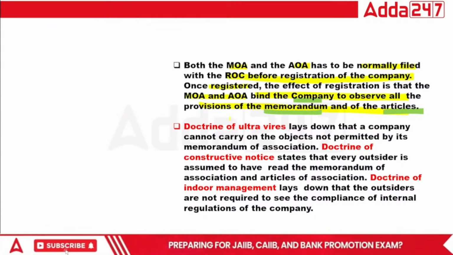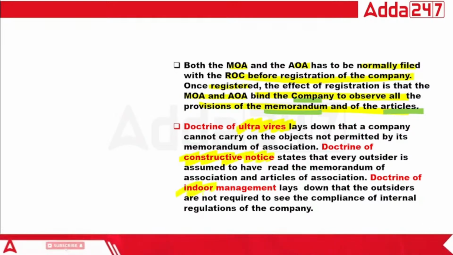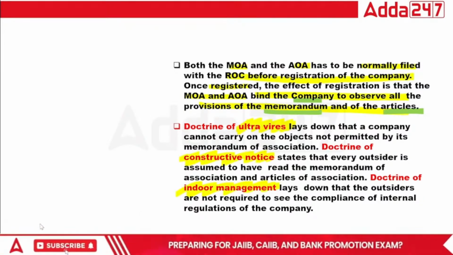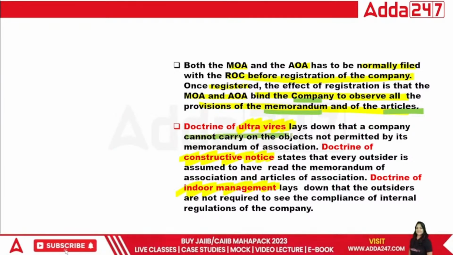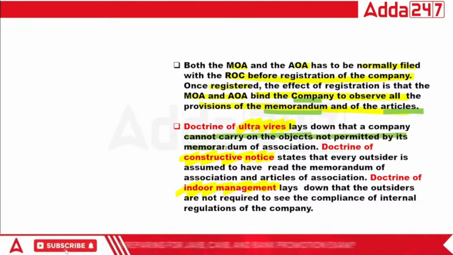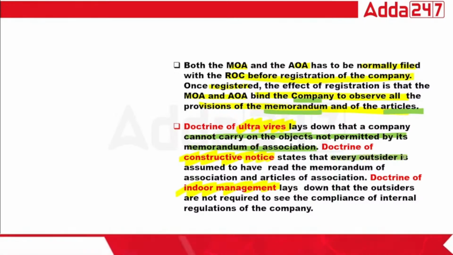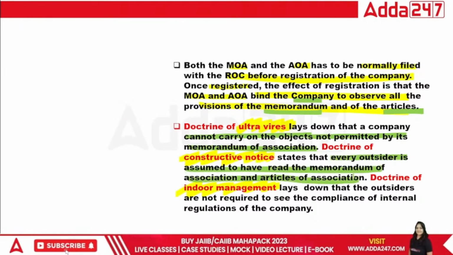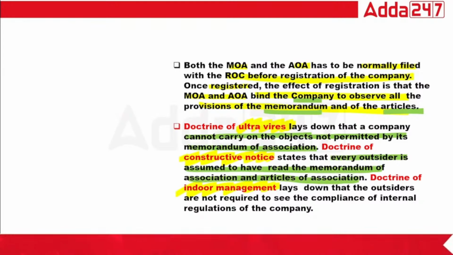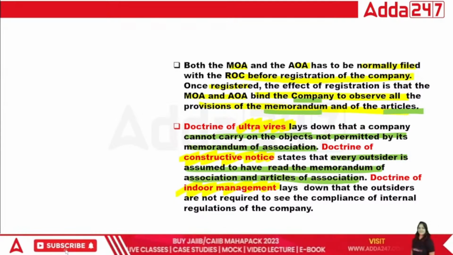Okay. Now, what is the doctrine of ultra vires, constructive notice, and indoor management? We have just read everything. The ultra vires doctrine lays down that a company cannot carry on objects not permitted by its Memorandum of Association. It means a company cannot go beyond the rules and regulations. What is constructive notice? Every outsider is assumed to have read the Memorandum and Articles of Association. Suppose we have given the documents, whether the outsider reads them or not, it's none of the company's business. If the company has given them, it is the right of the outsider to read everything.